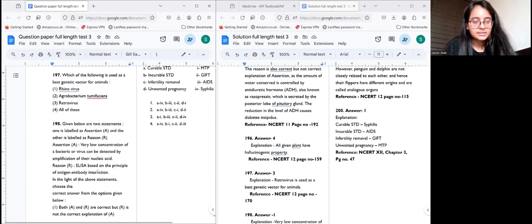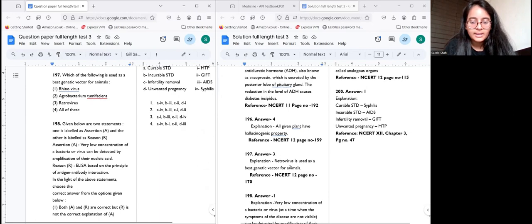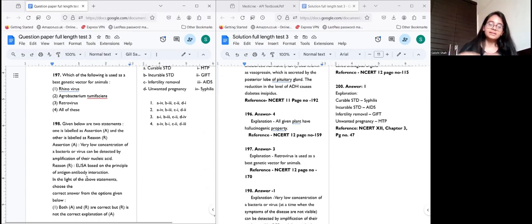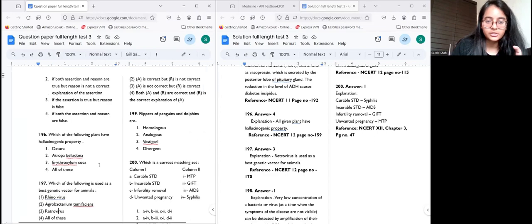Now for 198, again an assertion and reasoning question. Very low concentration of bacteria or viruses can be detected by amplification of their nucleic acids. Yes, it's correct. And ELISA is based on the principle of antigen-antibody reactions. That is also correct. So assertion is correct, reason is correct. But are they telling me that the reason and assertion are connected? No. ELISA is based on the principle of antigen-antibody reaction. I do agree to that. And very low concentration of bacteria can also be detected by amplification. Yes, I do agree to that too. But does that say that that is for ELISA? No, that does not. So these two statements are correct, but they're not related to each other.